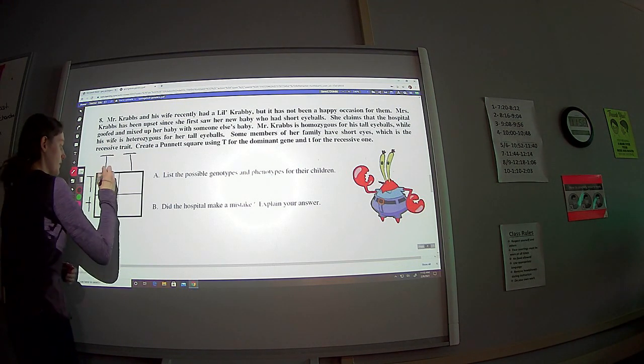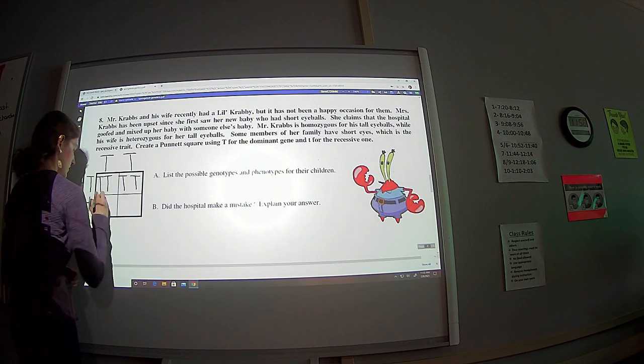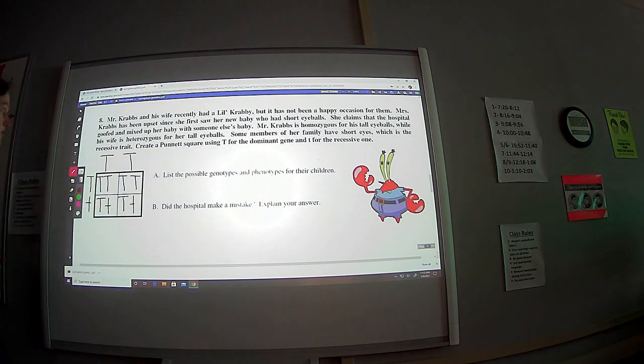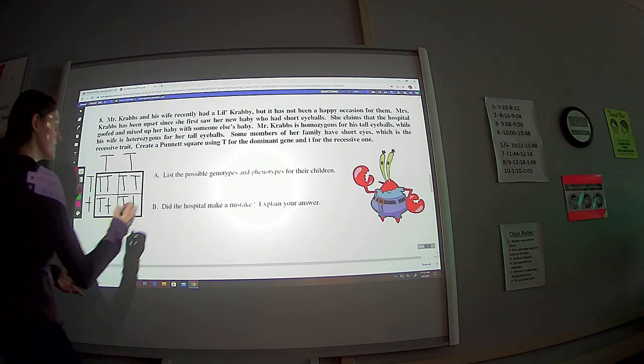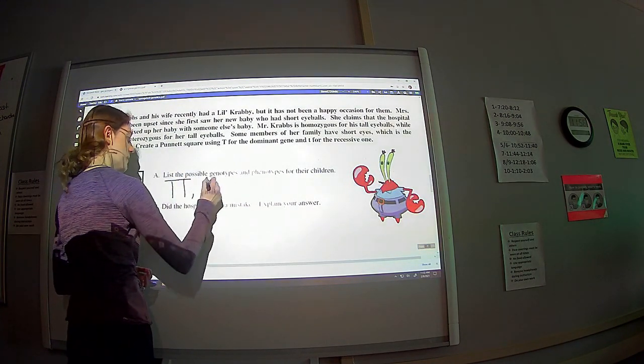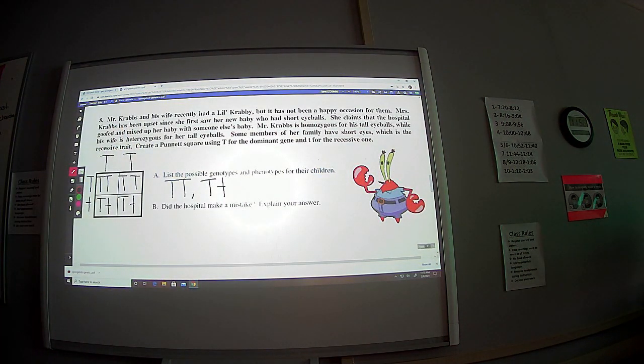We go through. List the possible genotypes for their children. So their kids could either be homozygous dominant or heterozygous because she has that heterozygous trait, a recessive trait. Did the hospital make a mistake, and explain your answer?